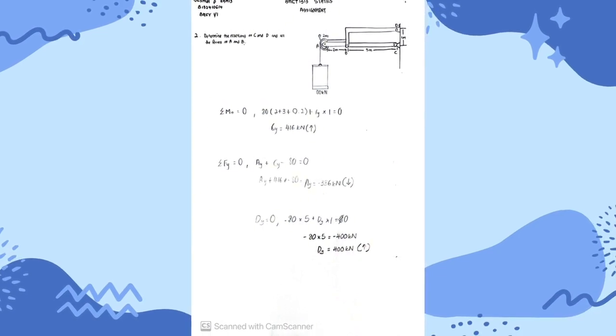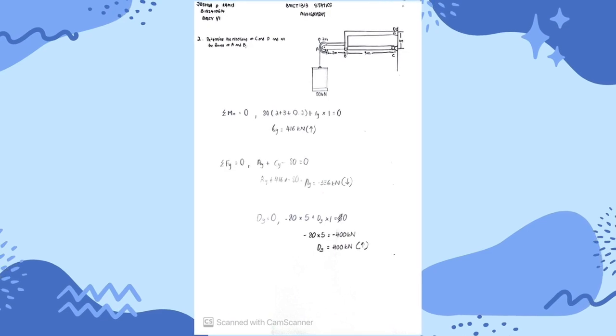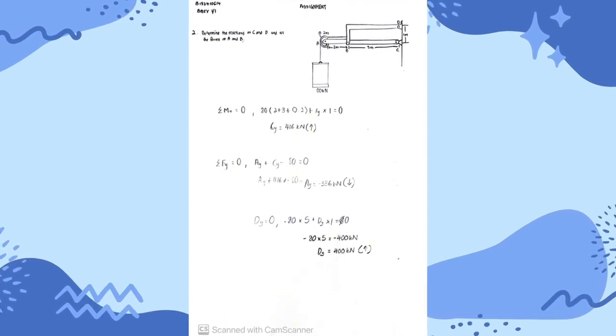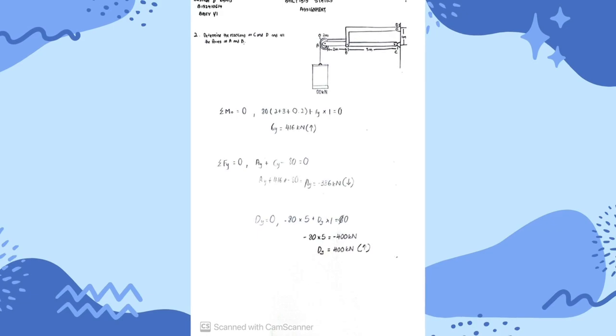From what we can see, D is the upper hinge from the figure given and C is the lower hinge. B is the middle hinge and A is near the flywheel. From this figure, we can see that the load given is 80 kilonewtons and the flywheel has a 0.2 meter distance. The distance from A to B is 2 meters, B to C is 3 meters, and C to D is 1 meter.